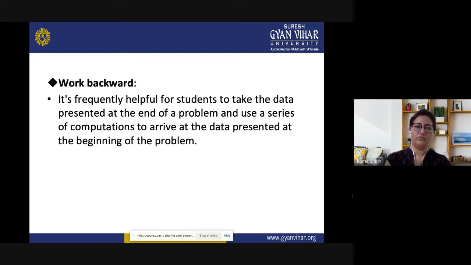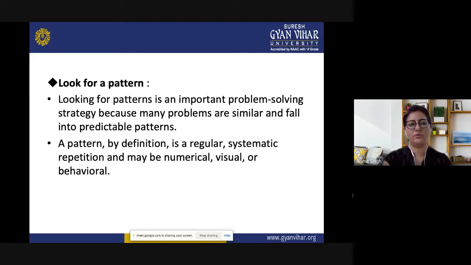Yes, they are going forward, but if they adopt this technique, it also helps students to find a proper solution. So they can start with the solution first. They take the data presented at the end of a problem and use a series of computations to arrive at the data presented at the beginning of the problem. So in this way also they can solve a problem.